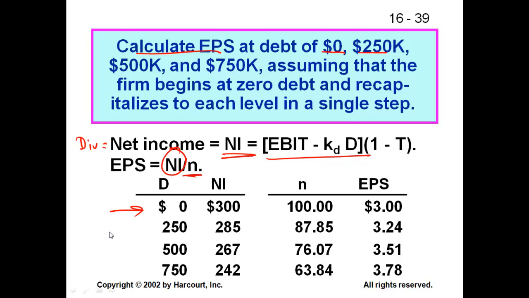When we took on debt equal to 250 million, then net income became 285. The number of shares we calculated earlier was 87.85, and the EPS goes up. Good news? Yeah, so we are happy. As the debt keeps going up, the EPS goes up. Now here is the kicker. As you go to 750, it increases even more.